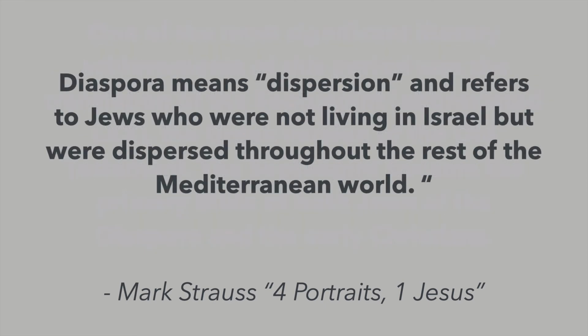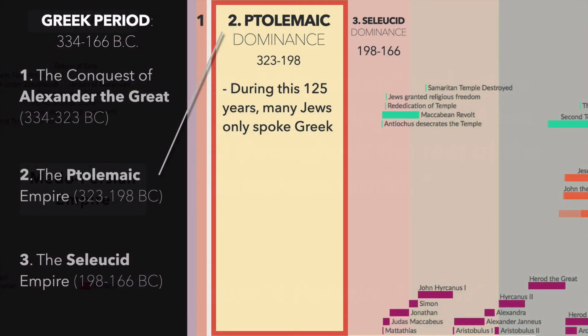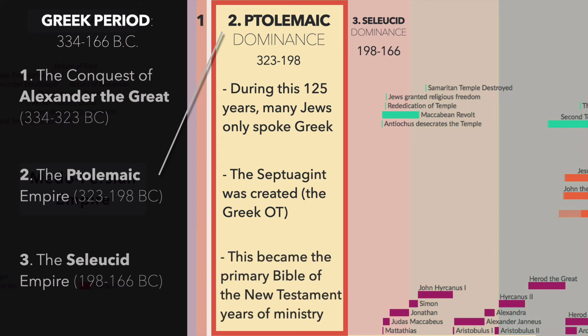Of course, diaspora meaning dispersion, and what that refers to is the Jews who were not living in Israel, but were dispersed throughout the rest of the Mediterranean world. So this Ptolemaic period during the Greek period of world history was very important for the development of the Jewish people, especially because the Septuagint was created, and of course, this became the primary Bible of the New Testament years of ministry. So a very significant development when it came to the setting that we're going to see of the New Testament world. So we started with Alexander the Great.